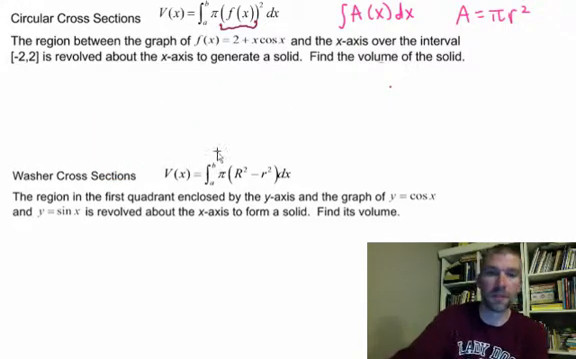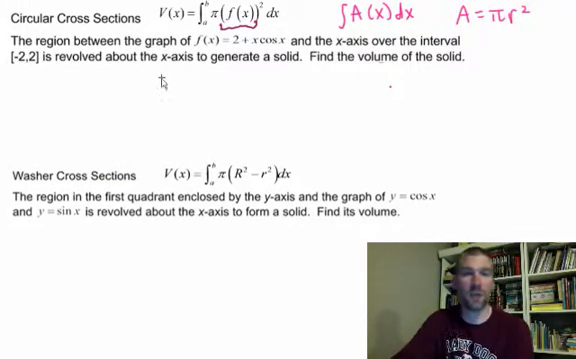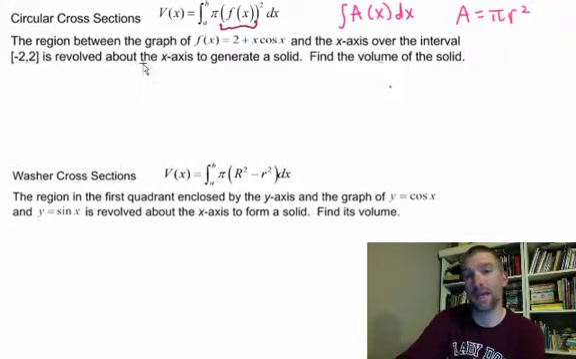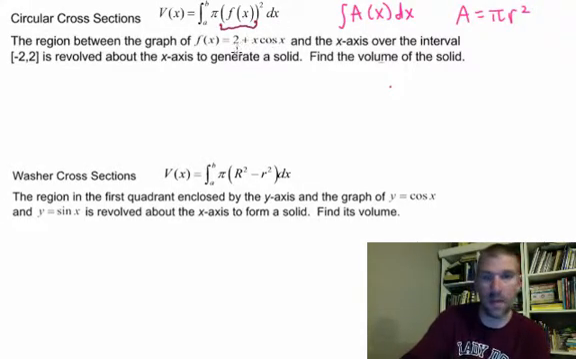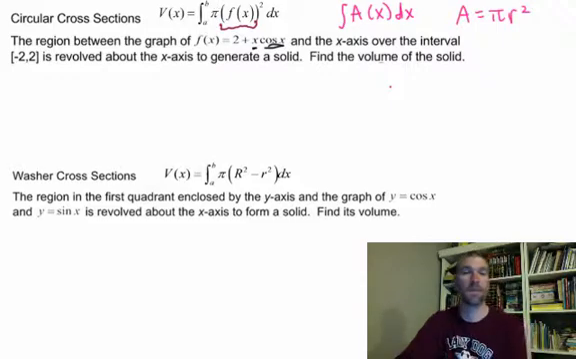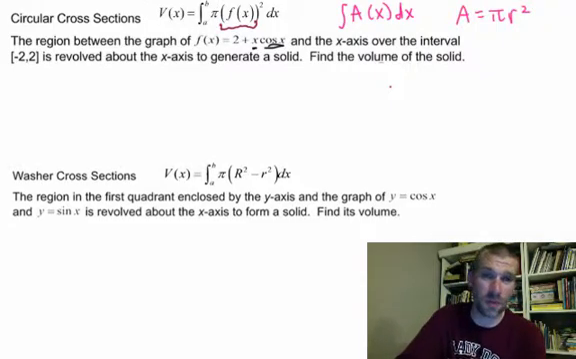All right, so what I've got is the region between the graph of f of x equals 2 plus x cosine x and the x-axis over the interval -2 to 2. And this is going to be kind of fun. If we do this by hand, we're going to have to use integration by parts, because there's no way to handle x cosine x otherwise. And the way I'm going to solve it in this particular video is I'm going to use my calculator.